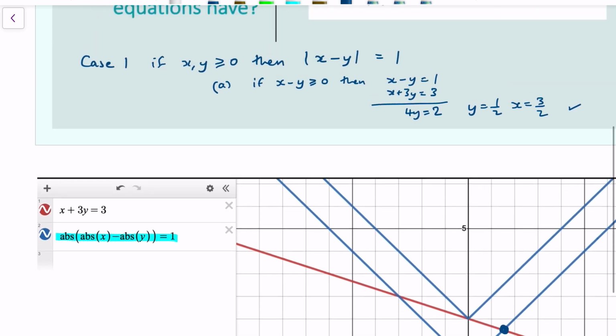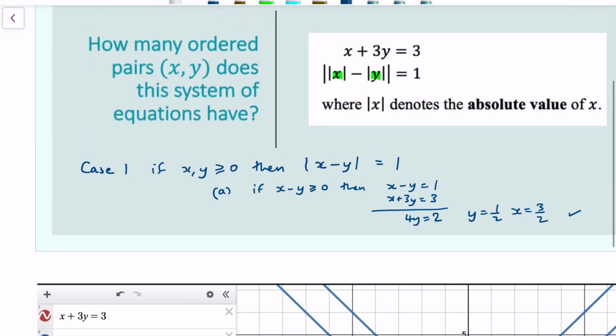So the other subcase, case B, was if x and y are greater than or equal to 0, but x minus y is less than or equal to 0. If that's the case, then those absolute value symbols, the second set, this one here, is actually going to flip that thing around. X minus y, if it's negative, the absolute value of it will be the negative of that negative number. So we'll be dealing with y minus x equals 1.